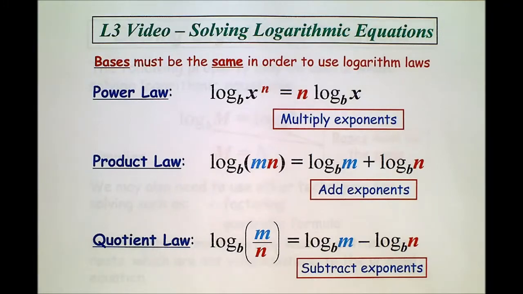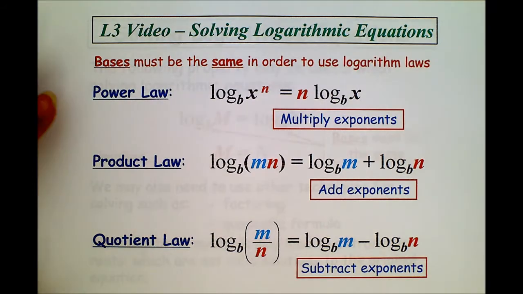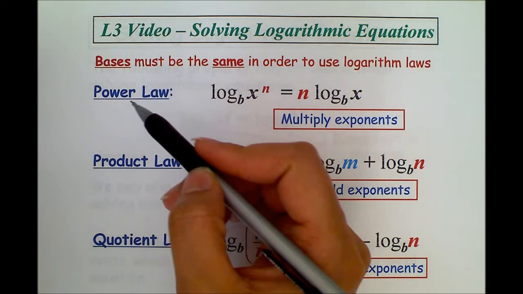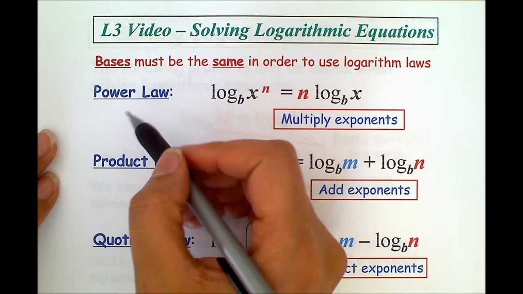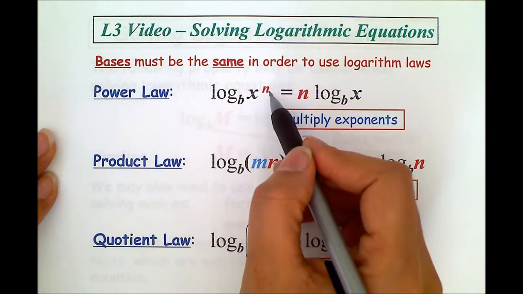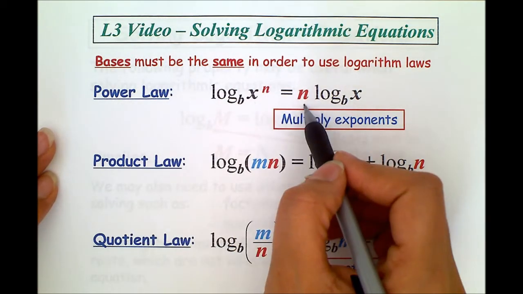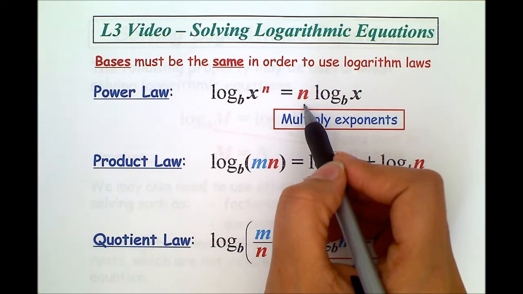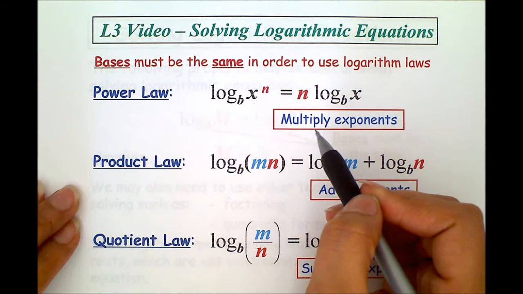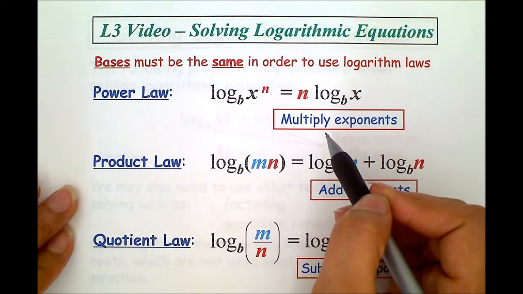Okay, lesson 3, solving logarithmic equations. So in order to use any of the laws of logarithms, the bases must be the same. Here is a reminder of all the different laws that you know. The power law: if you have log base b of x exponent n, you can write the exponent at the front, because with the power law of exponentials you would multiply the exponent. So in logarithms, because a logarithm represents an exponent, you just multiply the exponent.